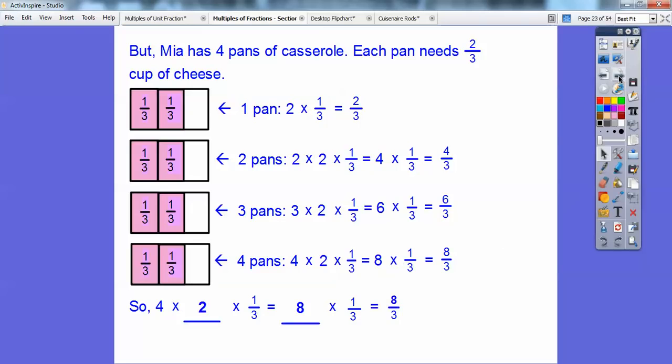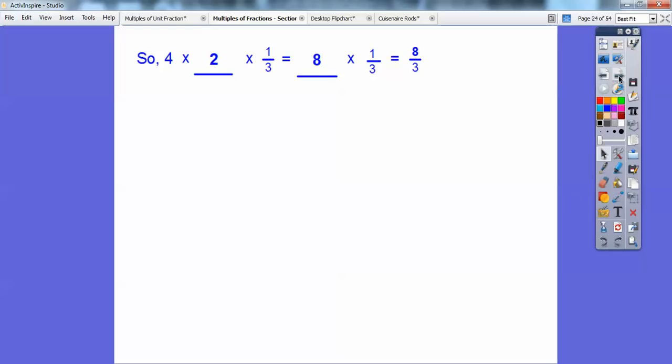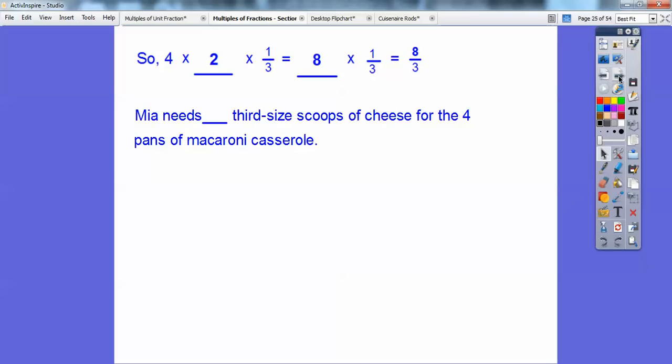Alrighty. So let's see, what did I do up here? Oh, okay, so Mia needs how many blank third size scoops of cheese for the 4 pans of macaroni? She's going to need 8 of the third size of these. Now in math, when you guys get higher in math, multiplication is the fancy word for of. So when you get into algebra 1 and stuff, you see the word of, that just means multiplication. So she needs 8 third size scoops of, there's my of right there, of cheese. So the 8 goes right there.